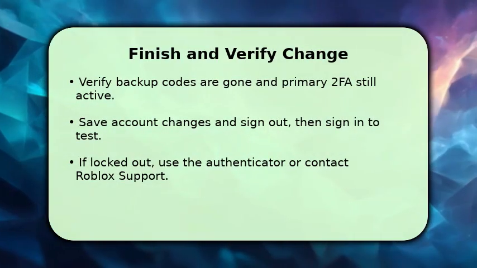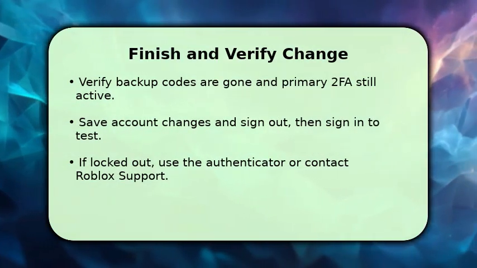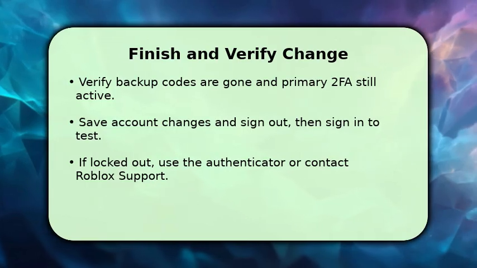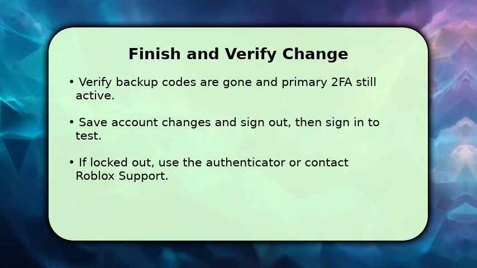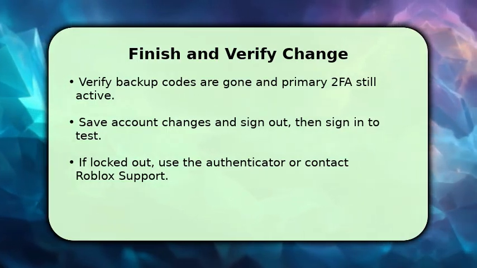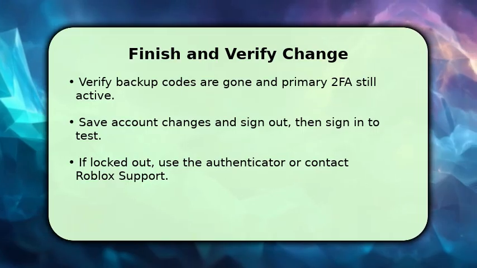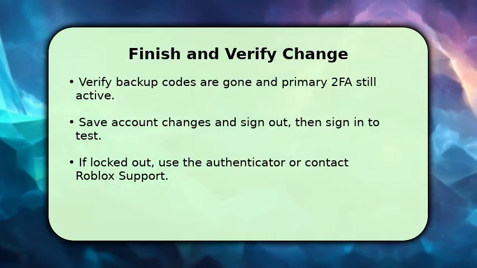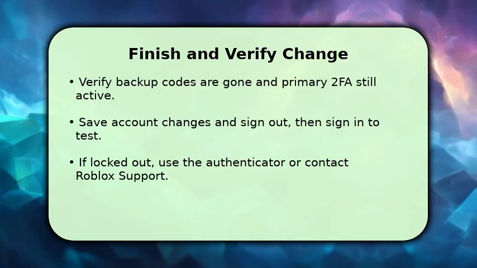Finish by confirming that backup codes are removed and that your primary two-step authentication remains active. This prevents accidental lockout. Save the changes, sign out, and then sign back in to test that your regular authenticator or SMS still works. This proves the account is secure without backup codes.